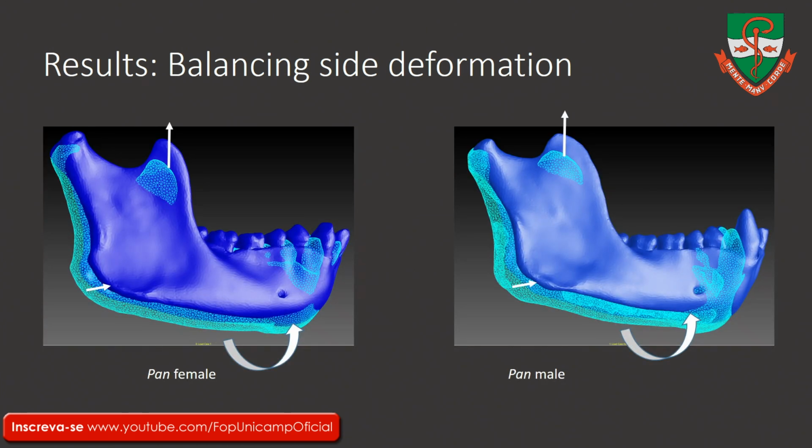So let's look at it laterally. We're looking at the deformation from the side here. Again, light blue is the original model, and dark blue is the deformed model. And we can see the corpus, ramus, and angle are all deformed laterally, suggesting lateral transverse bending. We know that because we see the dark blue closest to us, and the light blue is more medial. So that tells us that the model has deformed laterally. You can also see the coronoid process and condyle have been pulled superiorly and medially.